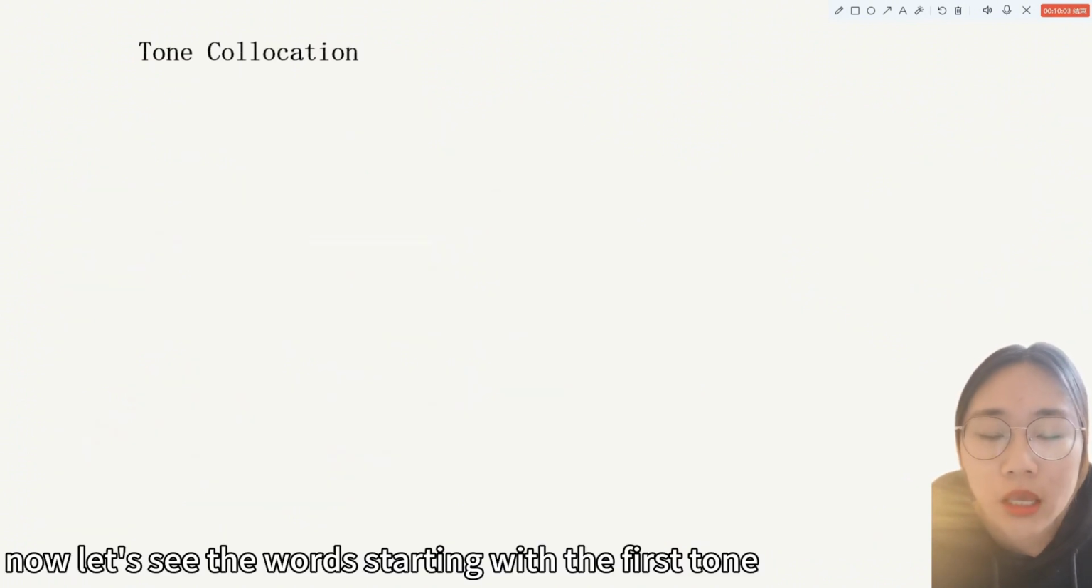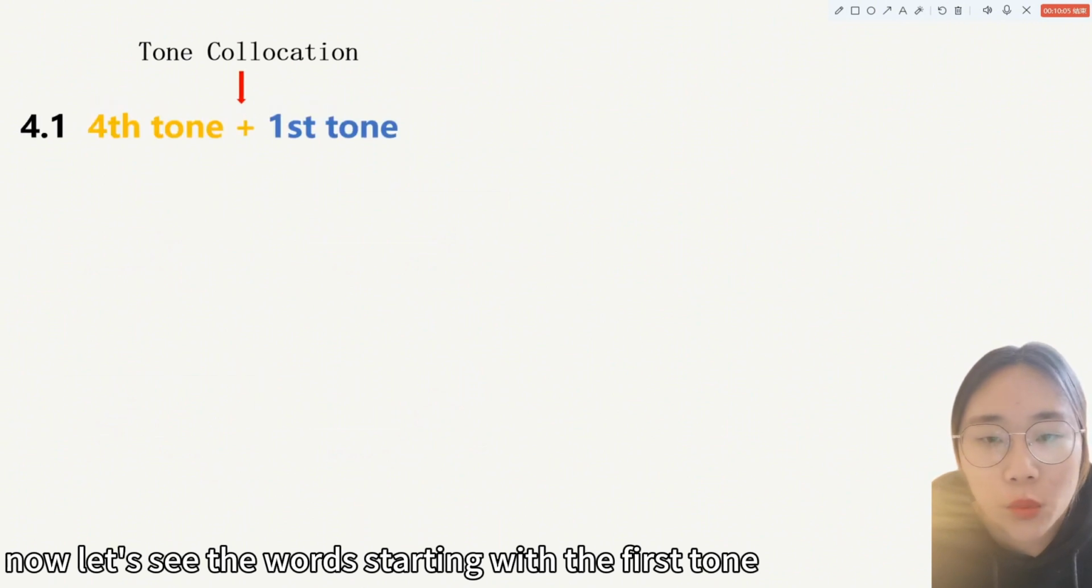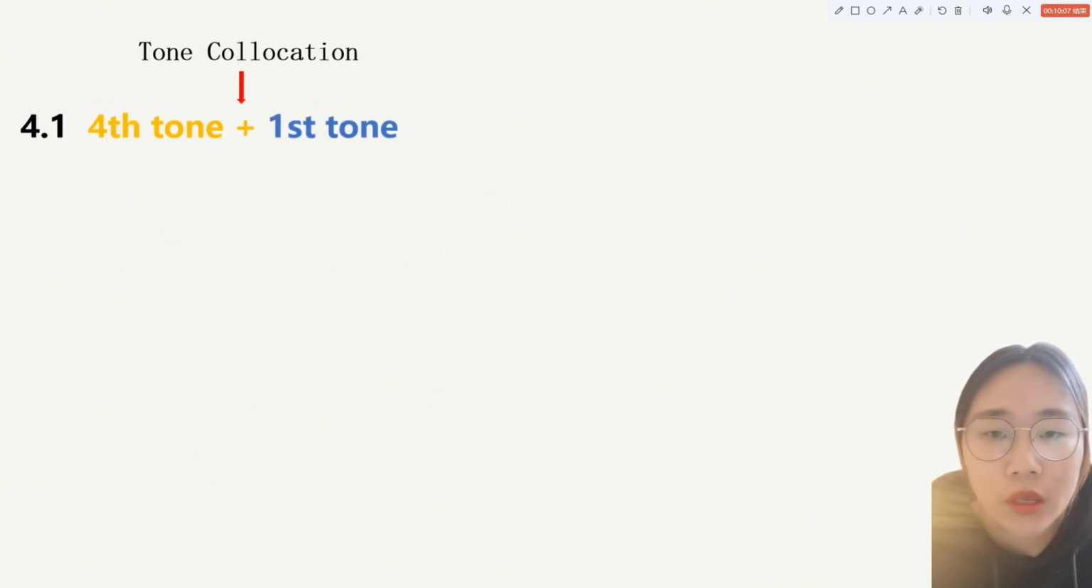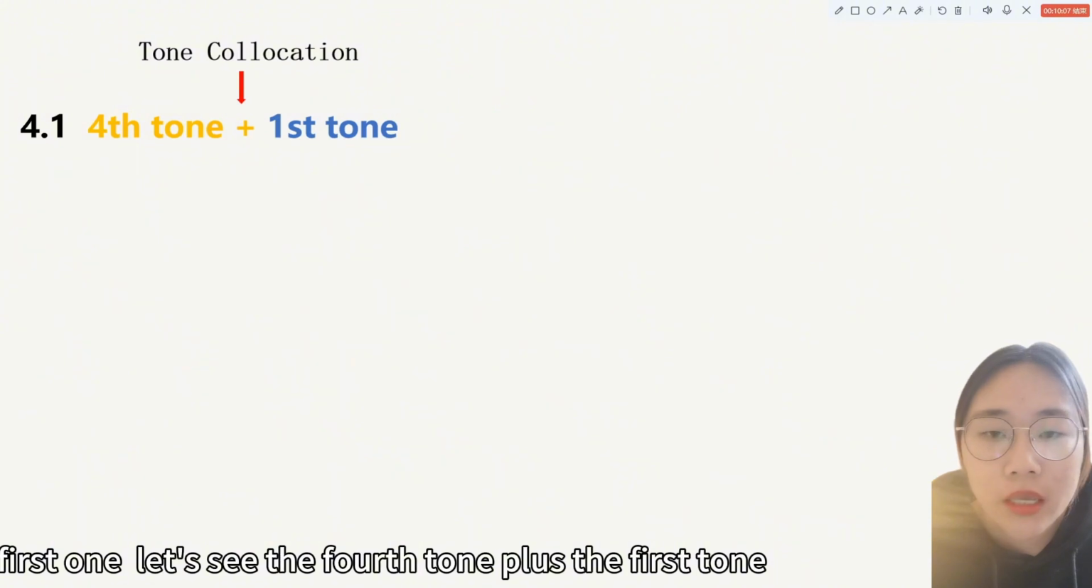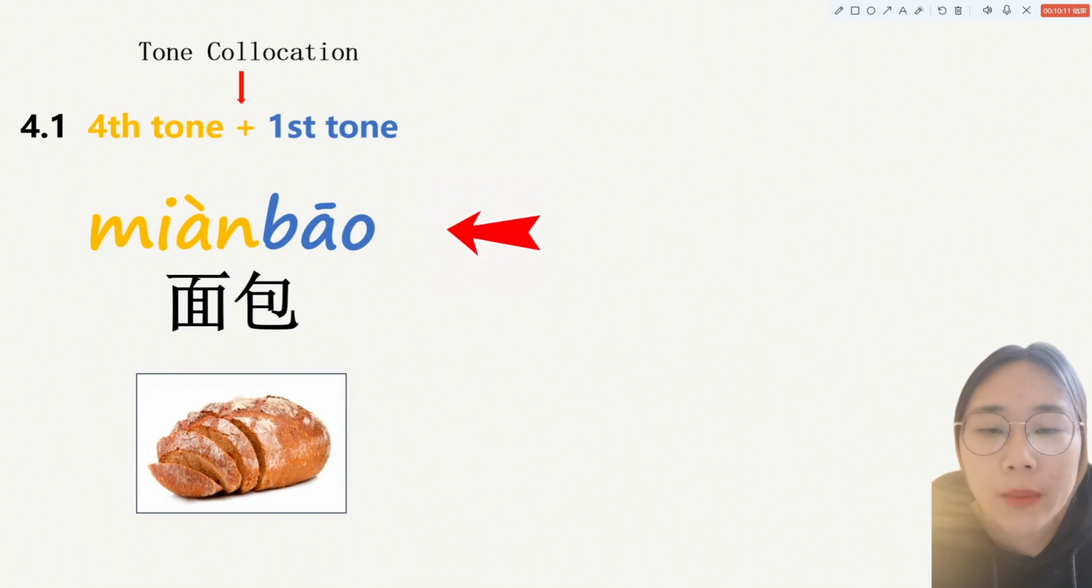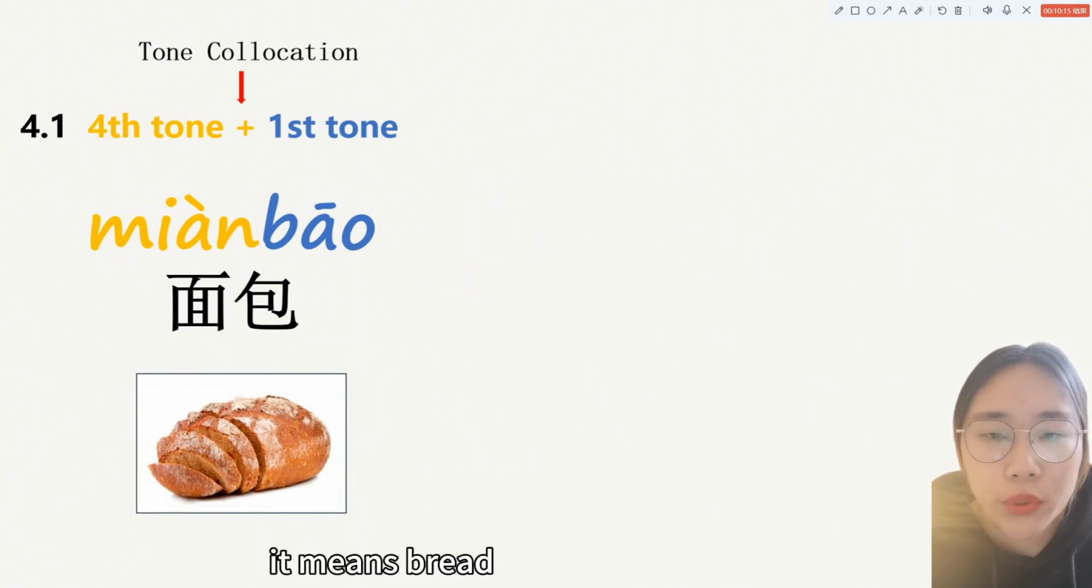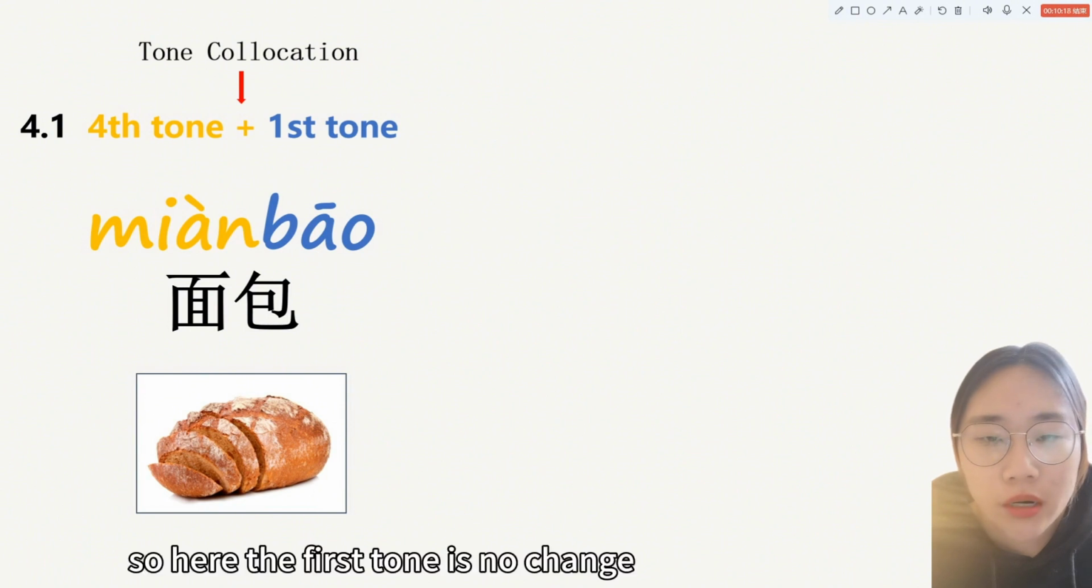Now let's see the words starting with the fourth tone. First one, let's see the first tone plus the first tone. 面包, 面包. It means bread. So here, the first tone is no change.